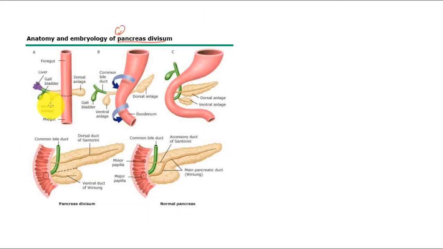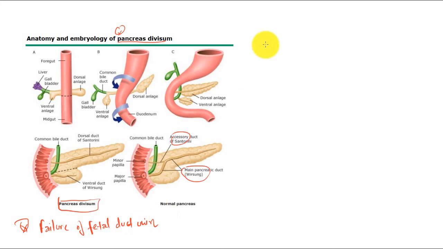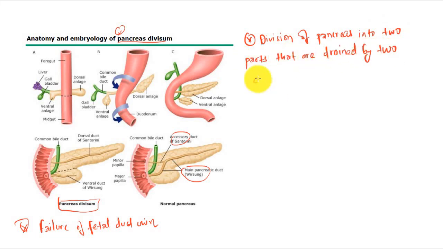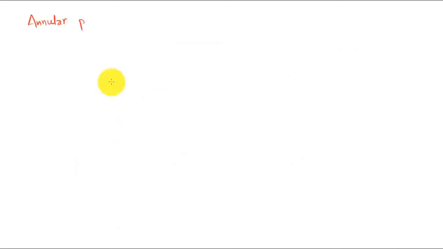So this is pancreatic division. Normally the ventral and dorsal bud fuse together and form a normal pancreas. In pancreatic division, there is failure of fetal duct union, and it results in division of the pancreas into two separate parts that are drained by two different ducts. And it is one of the causes of congenital chronic pancreatitis.